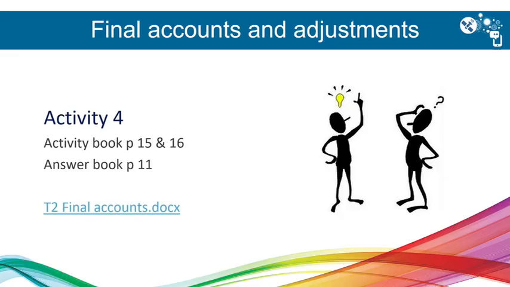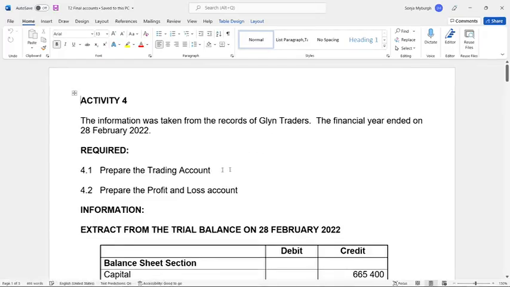We are going to look at activity 4 in your activity book, page 15 and 16, and in the answer book, page 11, and it's only the trading account and the profit and loss account. Obviously, they can also ask you to show the post-closing trial balance. Now, this is information that was taken from Glyn Traders. The year ends, again, important piece of information, last day of February 2022.